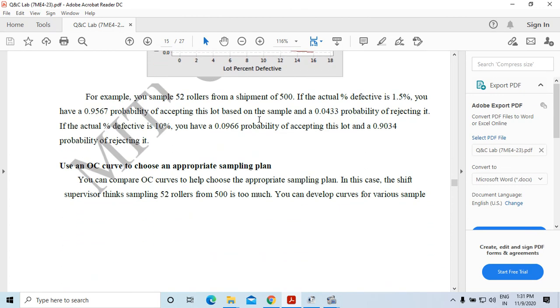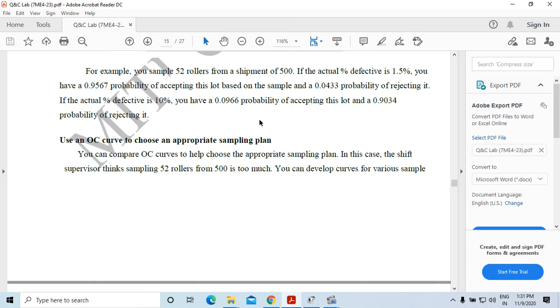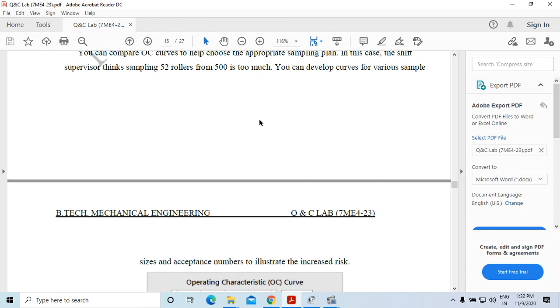Now use an OC curve to choose an appropriate sampling plan. You can compare OC curves to help choose the appropriate sampling plan. In this case, the shift supervisor thinks sampling 52 rollers from 500 is too much. You can develop curves for various sample sizes.